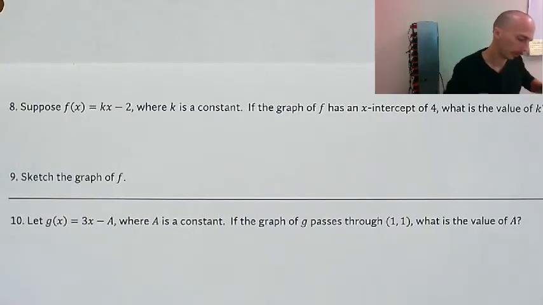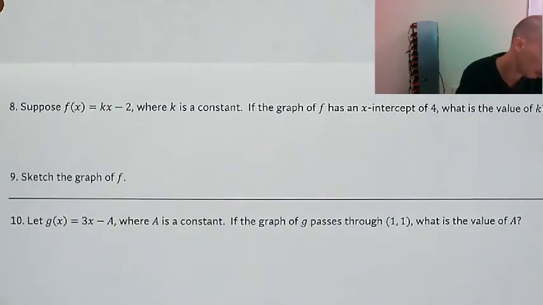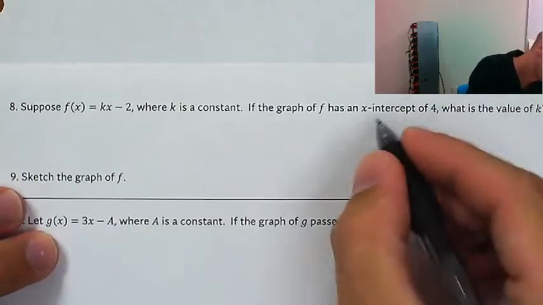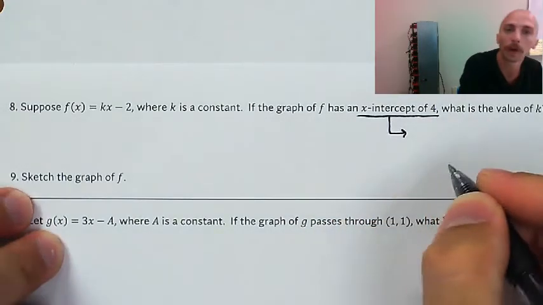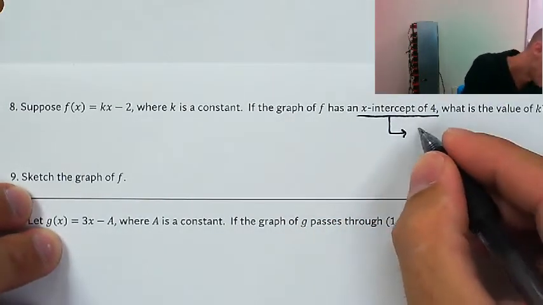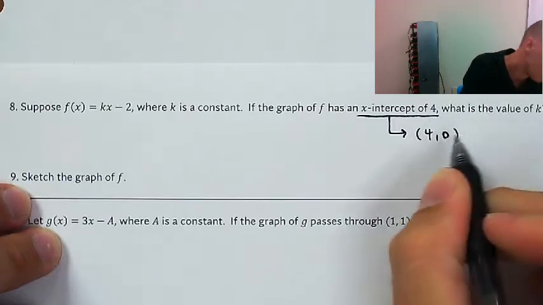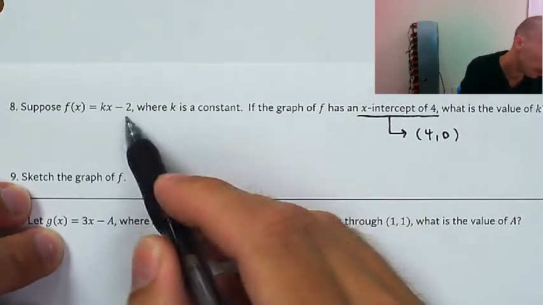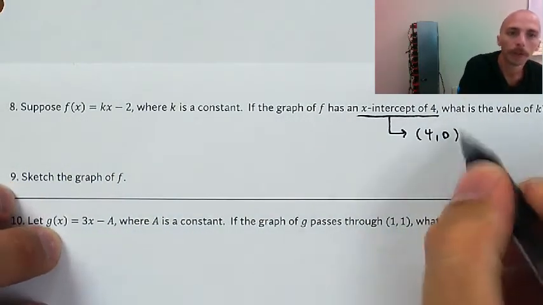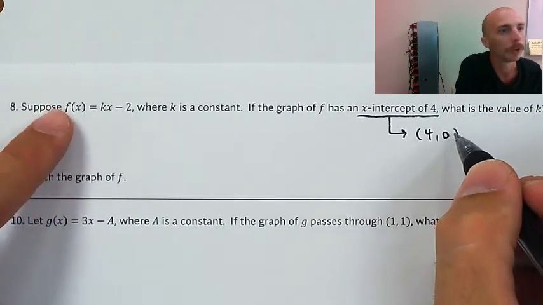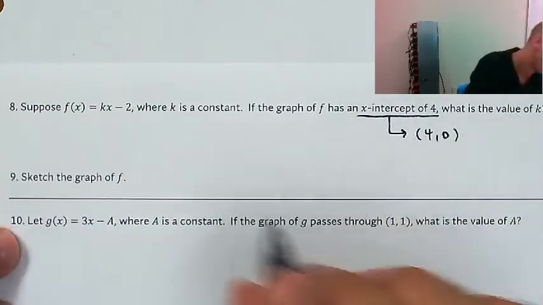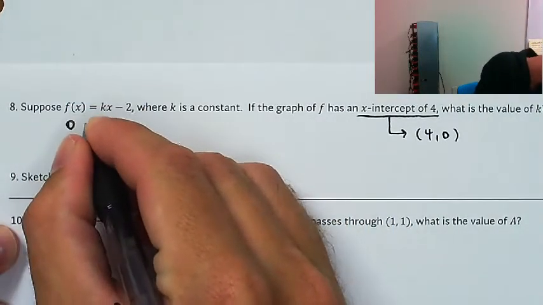Well, this next one's kind of nice. f of x equals kx minus 2, where k is some constant that we don't know. Okay? But they're going to tell us that the graph of f has an x-intercept of 4. We know that an x-intercept is a place where y is equal to 0. So that means that the point 4, 0 is on this line. So we just got to figure out what the value of k is. So we're going to plug in when x is 4, y is 0. We know f of x, that's just code for y. So I'm going to plug in 0 for f.